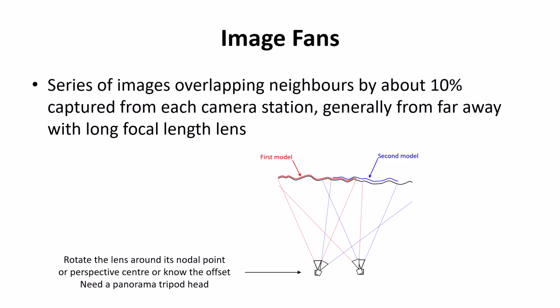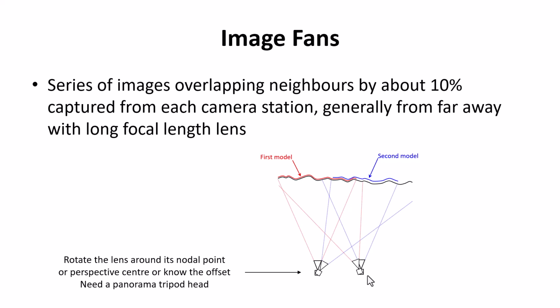The graphic is not very good because ideally the camera, if the end of this little triangle is meant to represent the nodal point or the perspective center of the lens, that should be exactly the same location for both of those photographs. So you're supposed to rotate it exactly about the perspective center of that lens.